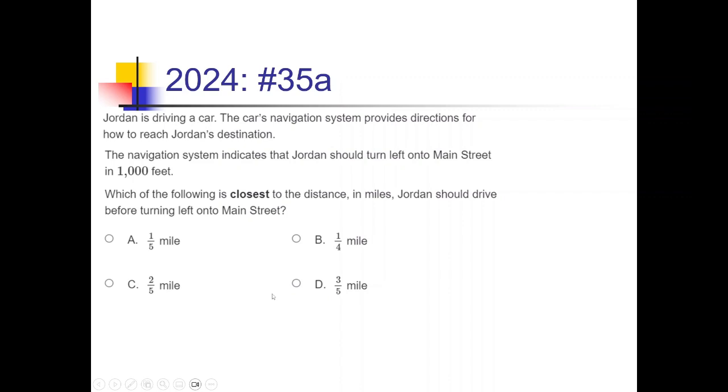Well, to do that we need a conversion factor. So we have 1,000 feet, and we know that 1 mile, and this is actually on your reference sheet, you could look this up on the test provided reference sheet, 1 mile is equivalent to 5,280 feet. So I'm going to multiply this by 1 mile over 5,280, because if I do that, these feet units will cancel out. And now I've just got 1,000 over 5,280.